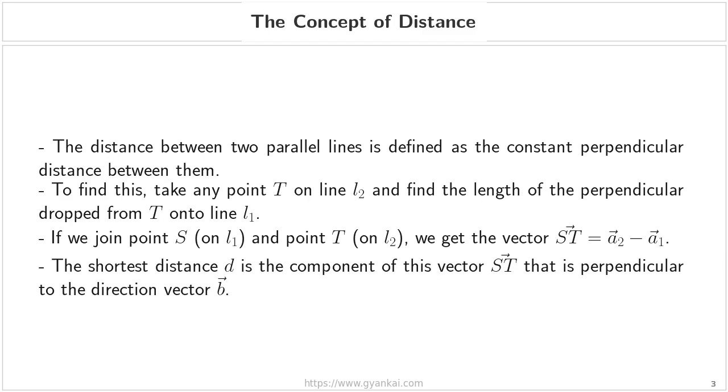Now, here is the key insight. The vector we just created, ST, might be diagonal, meaning it's not necessarily the shortest path. The shortest distance, which we will call D, is specifically the component of this vector ST that is perpendicular to our common direction vector, b. In the next slide, we will see how we use the cross product to isolate this perpendicular component and arrive at our final formula.